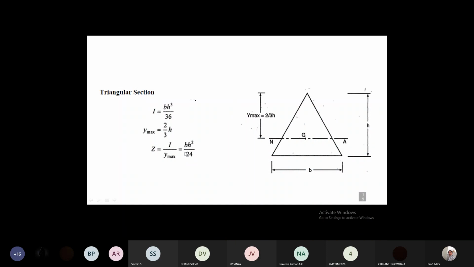Then we'll move on to the problems. If you want to take down, you can note down in your book. So we'll move on to problems. It is just for your understanding. They'll not ask anything. You need to know these equations to solve the problem.